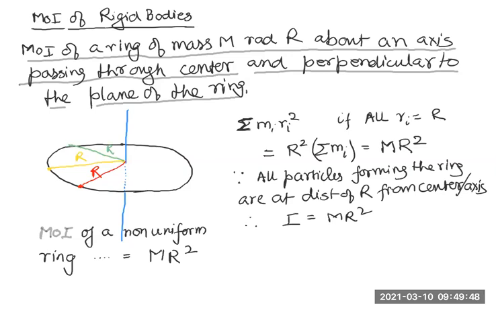Another question I want to ask before we move on to the next. Moment of inertia of a semicircle. So this is the semicircle, but the axis is still the same. Will be what? Axis is still the same.